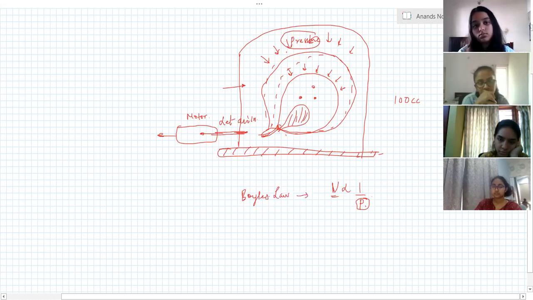No need for you to remember this because this is there for ICSE, not there for CBSE. So we say V is inversely proportional to 1 by P, or PV is equal to K. This is what is called Boyle's law. This happened in the year 1662. Did you follow this, guys?